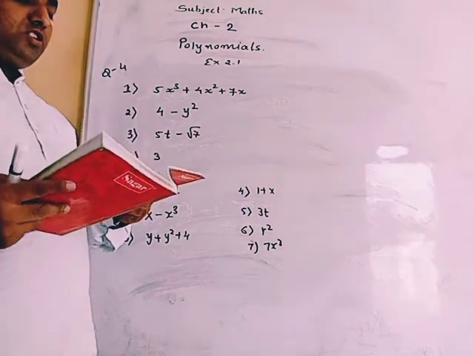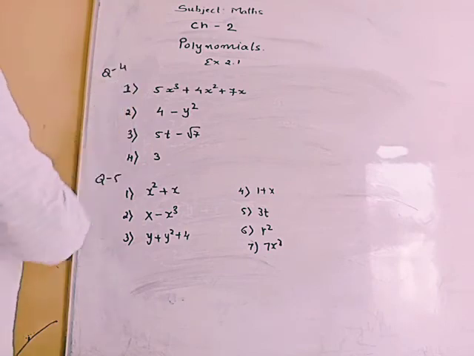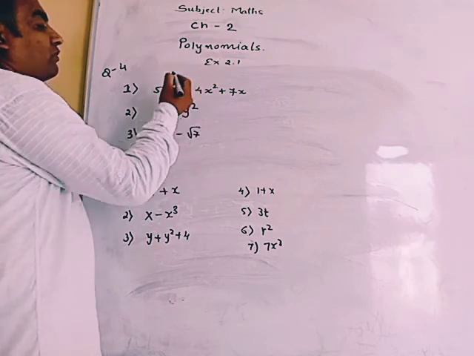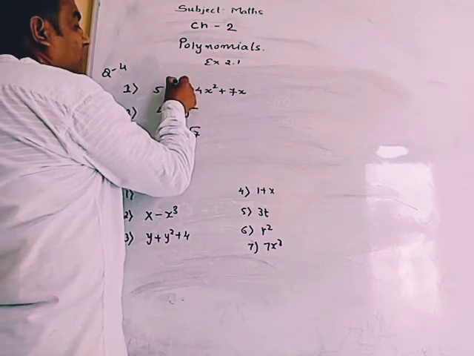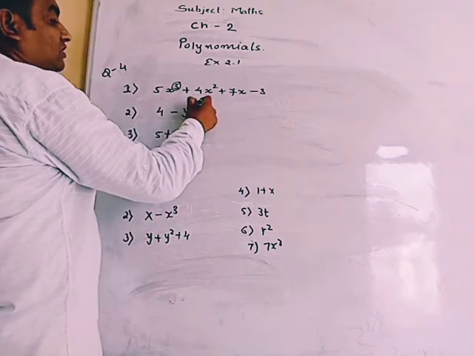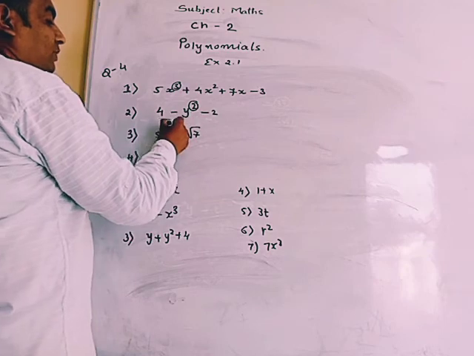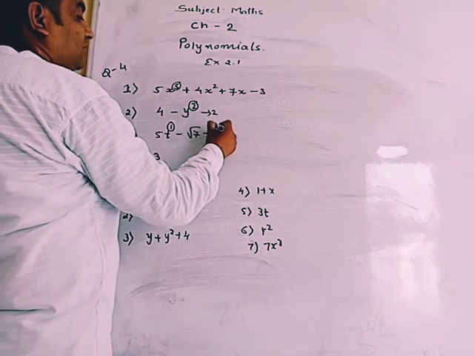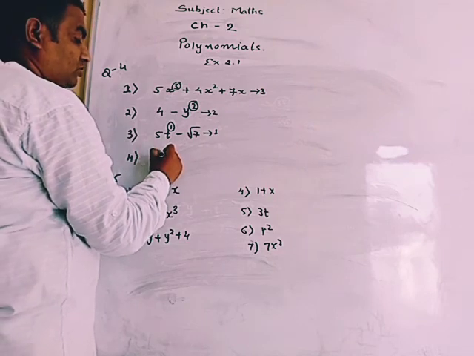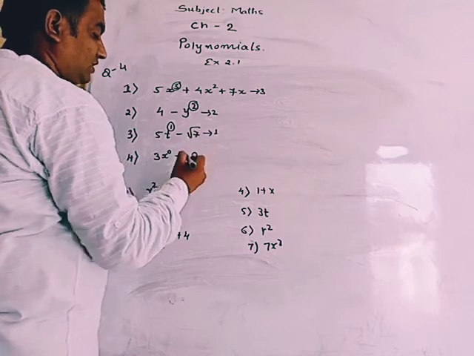Now the next question is to write the degree of each of the polynomials. Degree means the highest power of the variable. So in this one the highest power is 3, so its degree is 3. In this one the highest power is 2, so the degree is 2. In this one the highest power is 1, so the degree is 1. And in this one there is no variable, so x raised to 0 means the power is 0, and so its degree is 0.